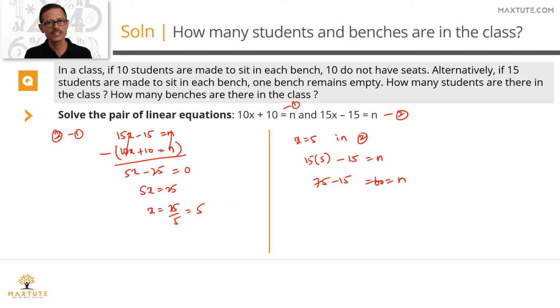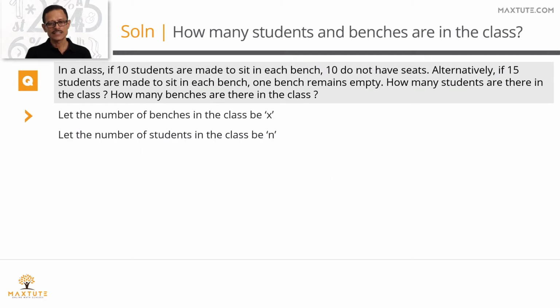So we needed to find two things. How many students? 60 students. How many benches? 5 benches. Quickly summarize it in half a minute in a printed form. Assigning two variables, x for the number of benches, n for the number of students.